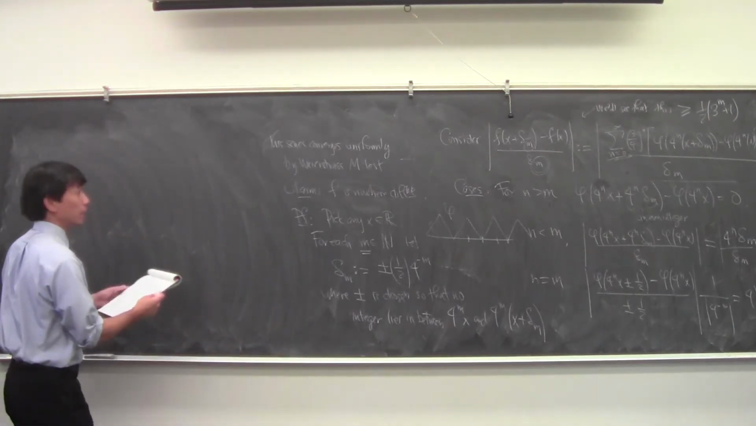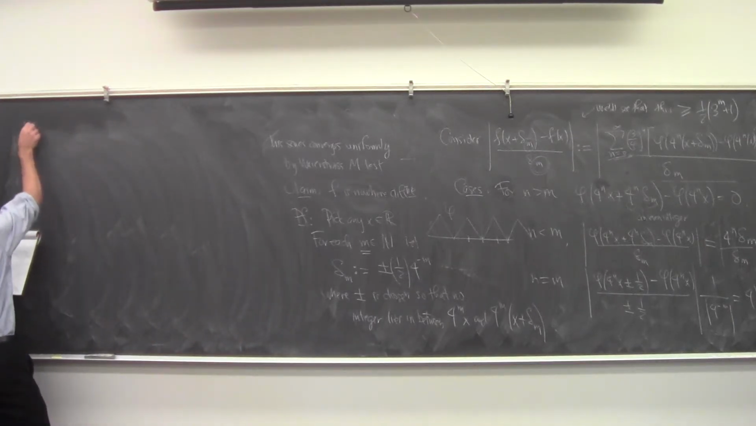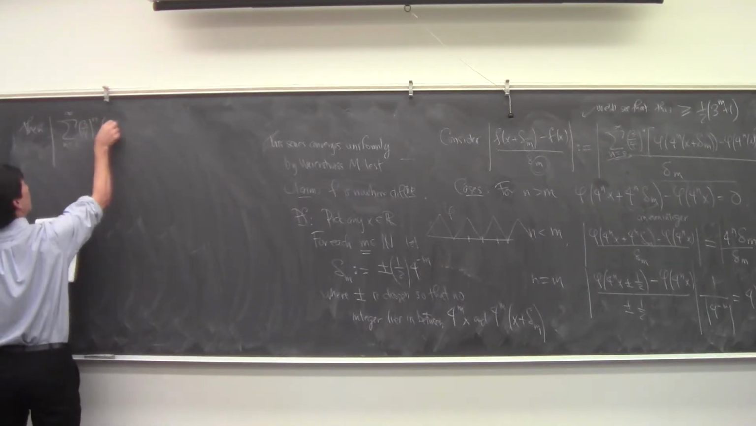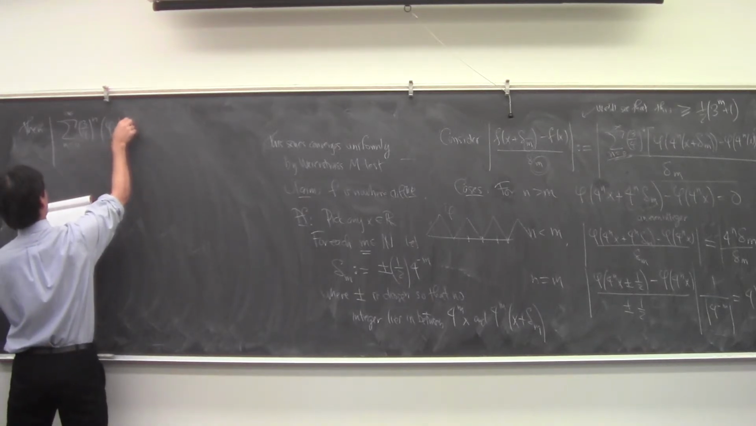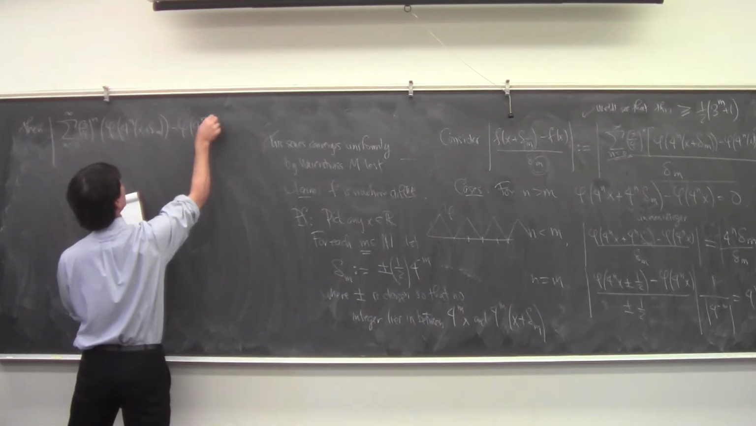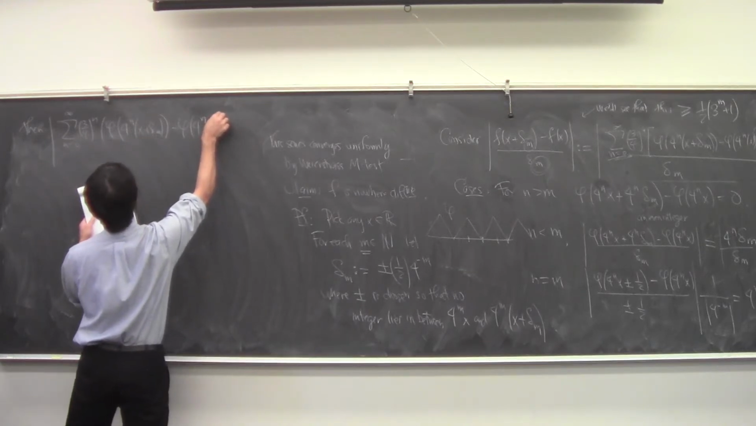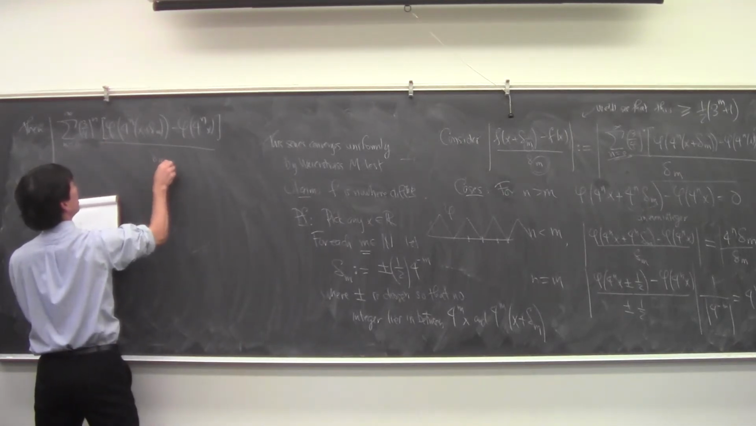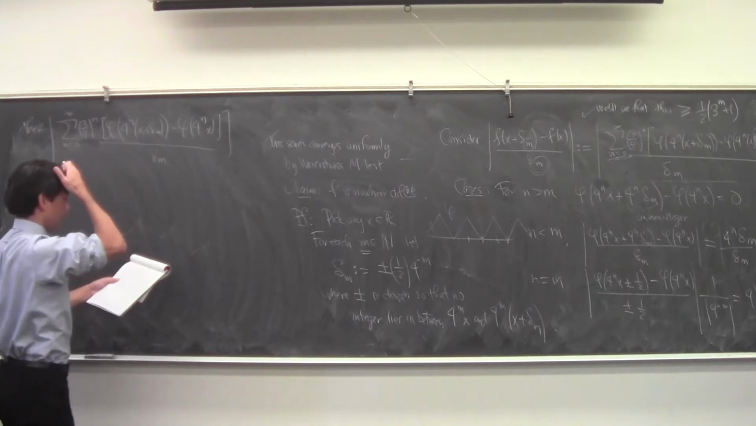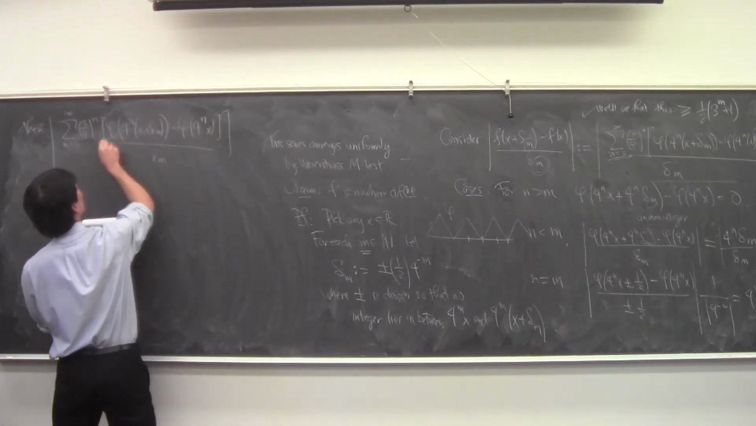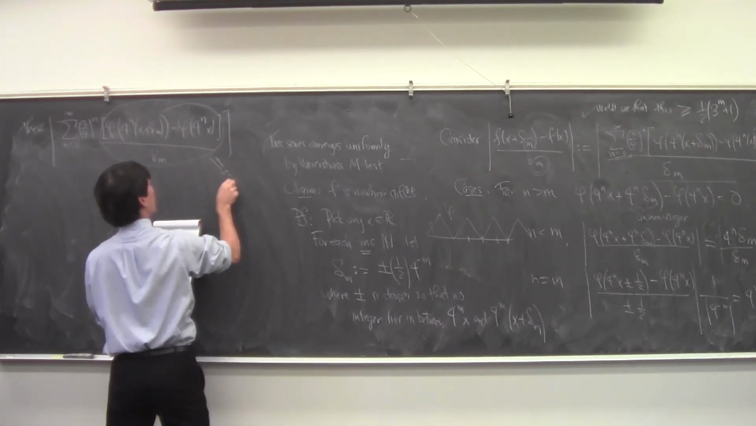Okay, so let's look at it. If we look at this thing, the summation from n equals 0 to infinity of 3/4 to the n, times phi of 4 to the n x plus delta m minus phi of 4 to the n x, everything divided by this guy. Let me call this term here gamma sub m.